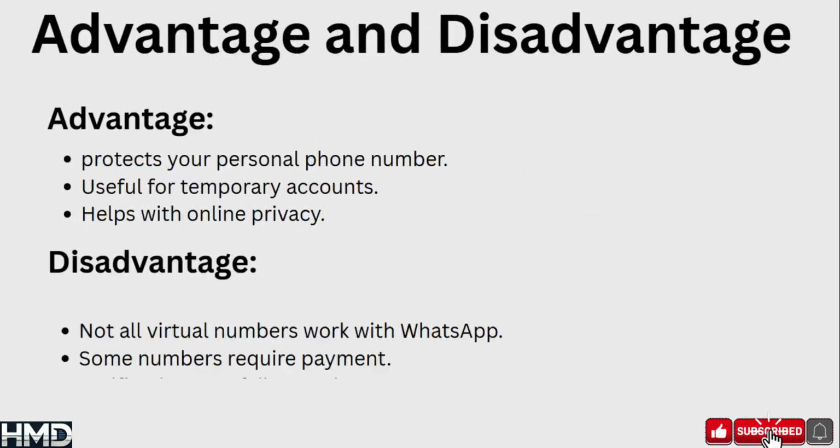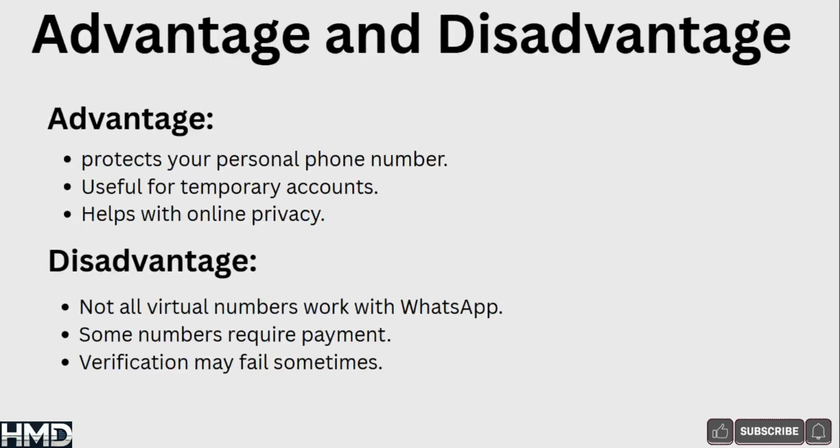Let's quickly go over some advantages and disadvantages. On the positive side, using a Zangi number protects your personal phone number, is useful for temporary accounts, and helps maintain online privacy. On the downside, not all virtual numbers work with WhatsApp. Some may require payment, and occasionally, verification may fail, so it's good to have a backup number just in case.